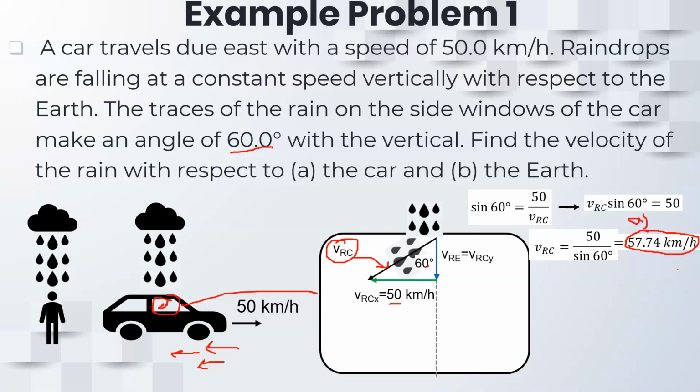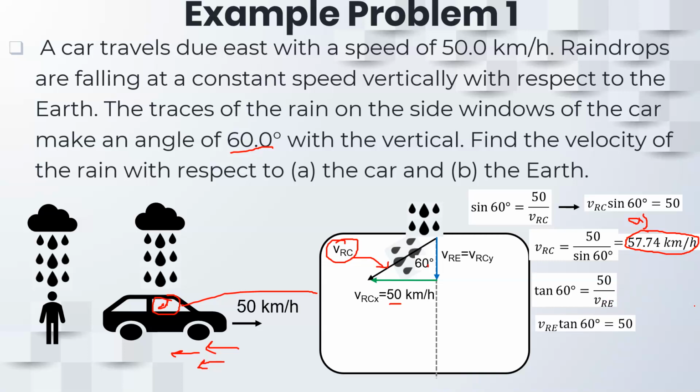And then part B says we want to find the velocity of the rain with respect to the earth. So that's going to be VRE, this side of the triangle. So you could use the Pythagorean theorem. I like the trigonometric function, so I am going to use the tangent here. So the tangent of 60 degrees is opposite over adjacent. So that would be 50 over VRE. Multiply both sides by VRE.